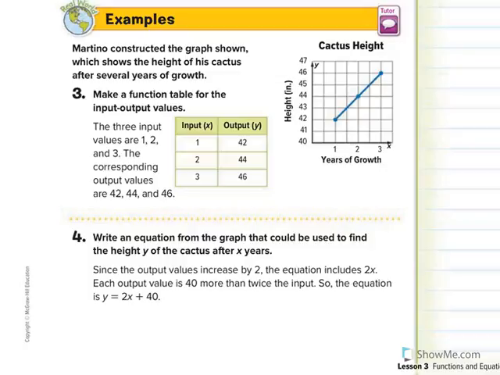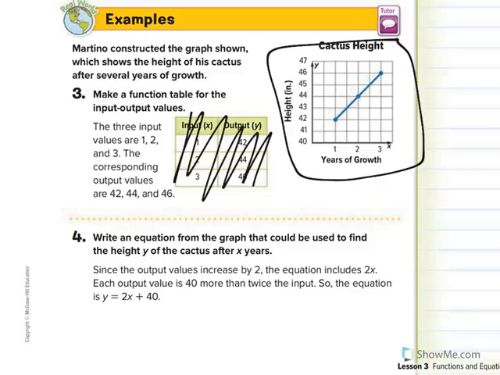Now let's look at the real-world application in examples 3 and 4. Example 3 says Martino constructed the graph shown, which shows the height of his cactus after several years of growth. Then make a function table for the input-output values. So basically, you don't have this yet, okay?